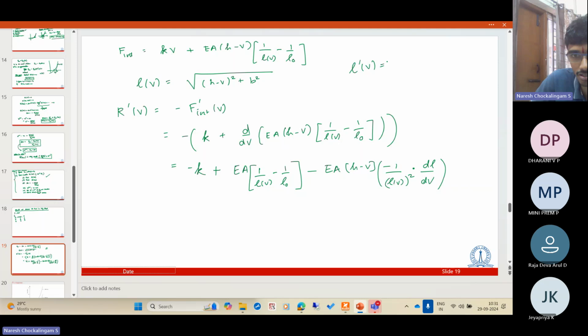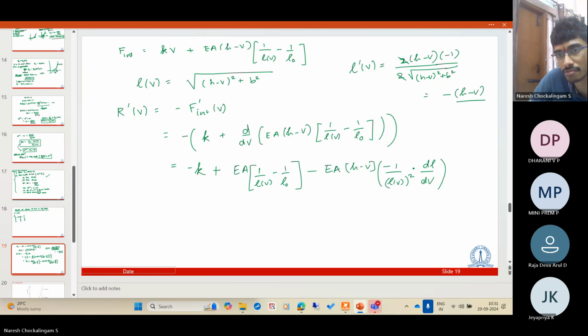L dash of V is here you will get 1 by 2 square root of H minus V the whole square plus B square. And whatever is inside you have to differentiate. So you get a plus 2 into H minus V. Then what is inside, H minus V? You get a minus 1. Yeah, so this 2 gets cancelled. L dash of V is minus H minus V divided by, so this you can write as minus of H minus V divided by what is in the denominator? L of V. This is just L of V.